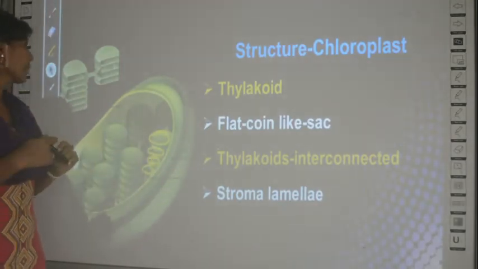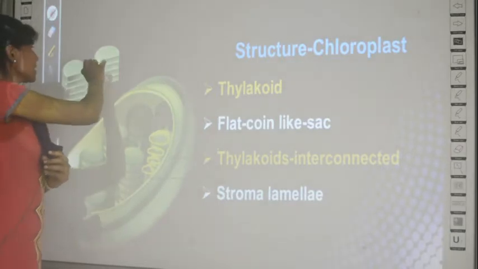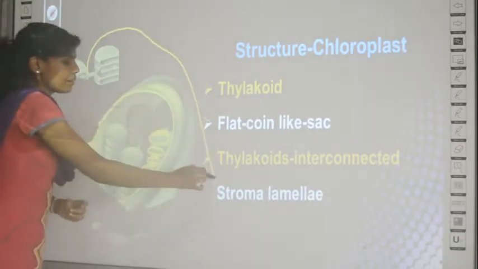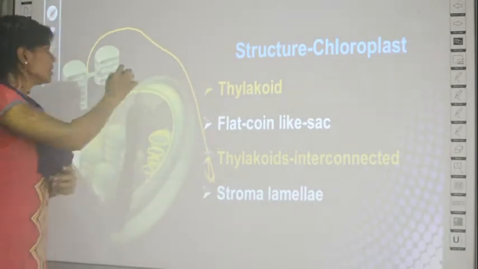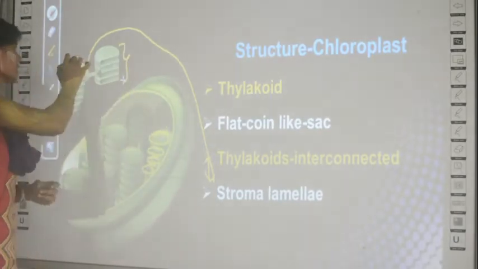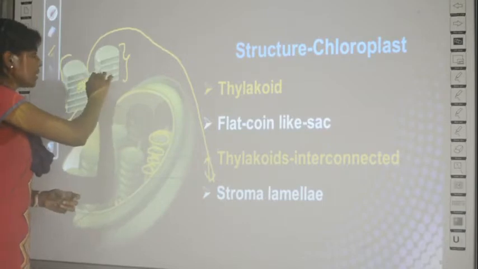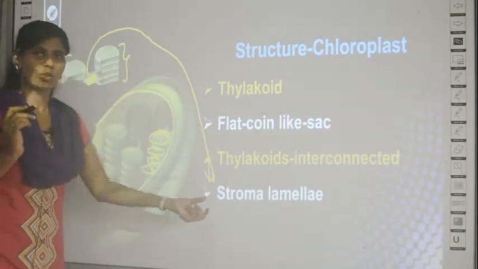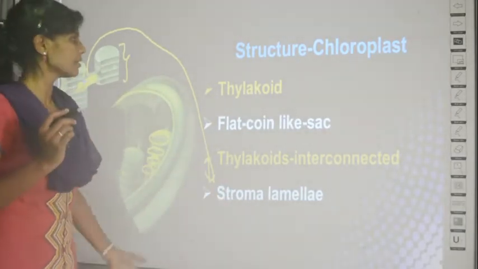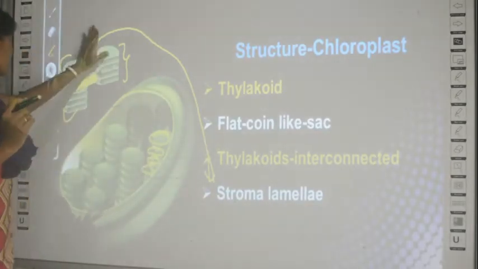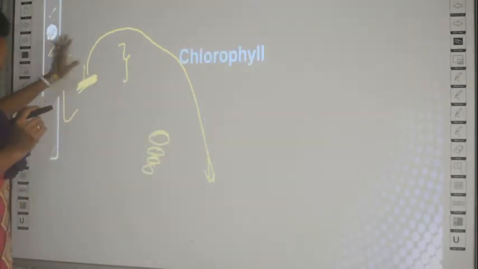Which is stroma lamellae? Do you remember? So this is the stroma lamellae. This is one granum, this is one granum, and two grana are linked by a bridge, and the bridge is called stroma lamellae. Clear? This is about the structure of chloroplast.